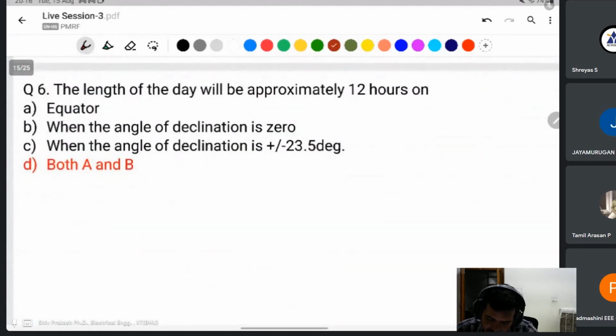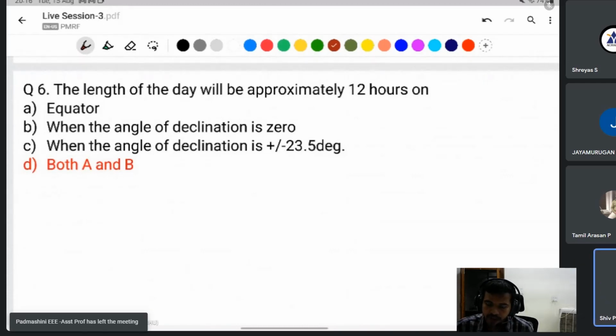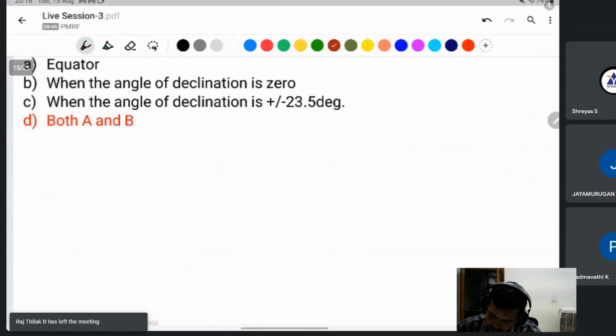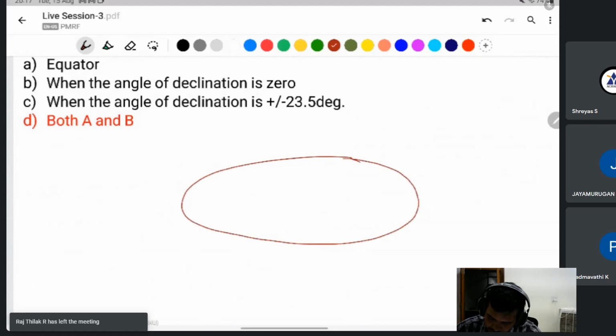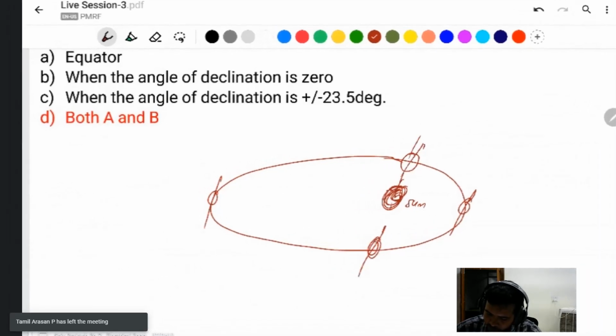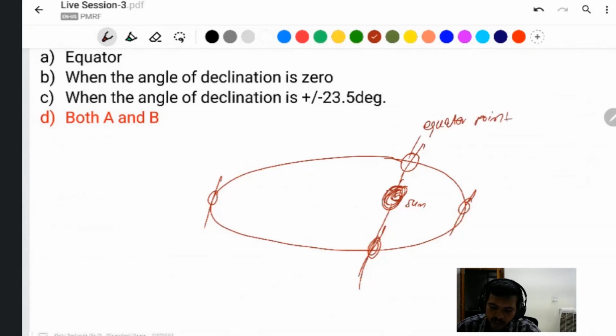The length of the day will be approximately 12 hours, exactly 12 hours of day and night, at the equator point. Equator point means the sun at this point. This point is the equator point. Equator point means the same point, the equatorial axis.